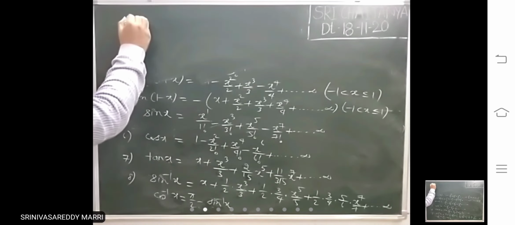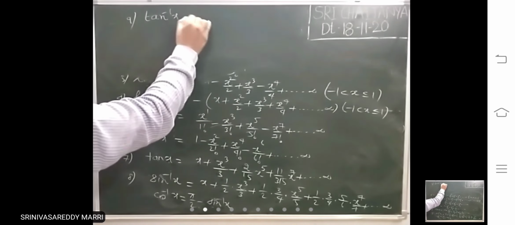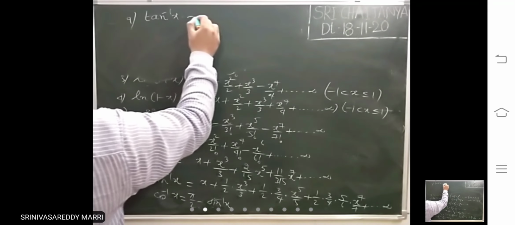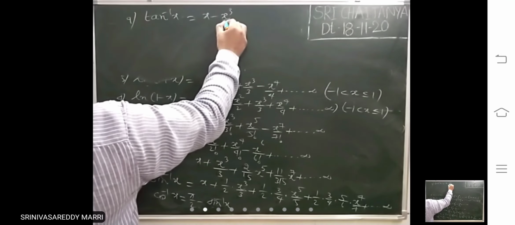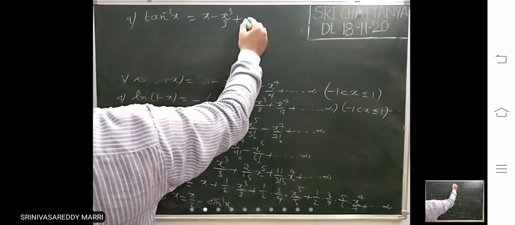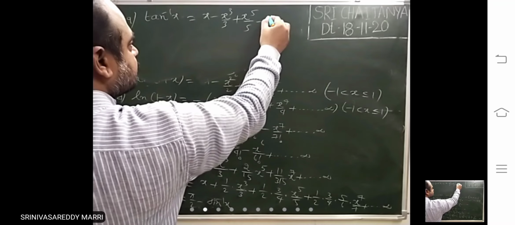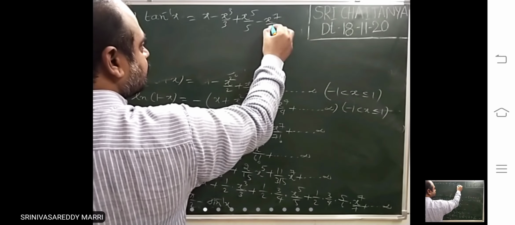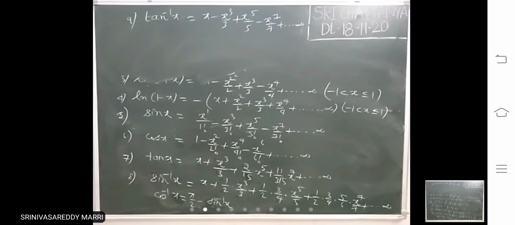Next, the tan inverse x series is there, you look at. Tan inverse x, the series is x cube by 3, similarity will be there for this. Like this, the tan inverse x series: x minus x cube by 3 plus x power 5 by 5 minus x power 7 by 7 and so on.